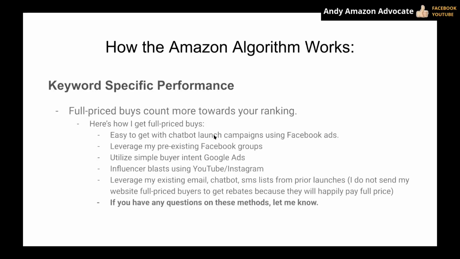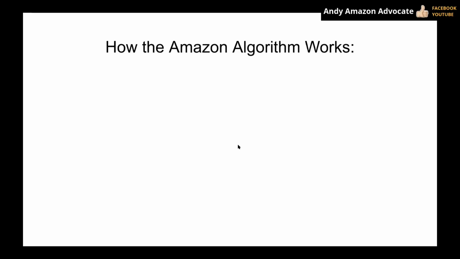So what we want to do is get as many full price buys as we can that feeds exactly what Amazon wants for rankings. And I'm going to go over what the formula is, how many full price buys you want per day to achieve ranking. It does matter, and you want to be at least within a certain range.